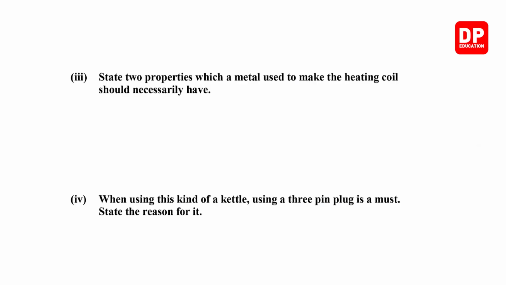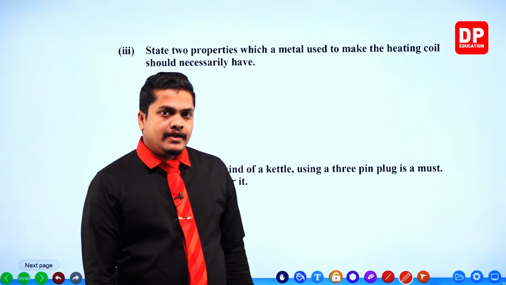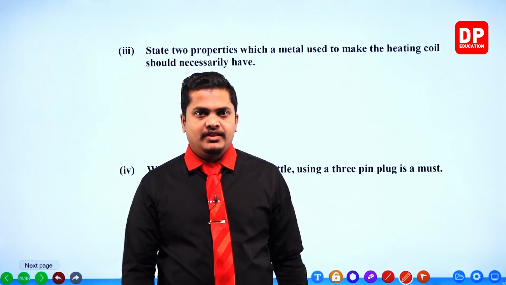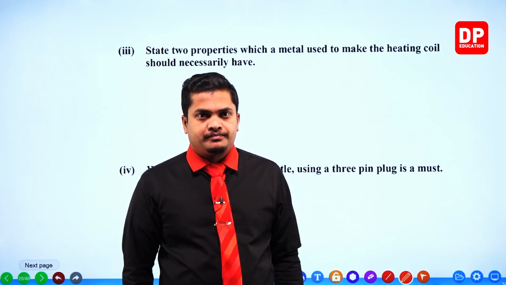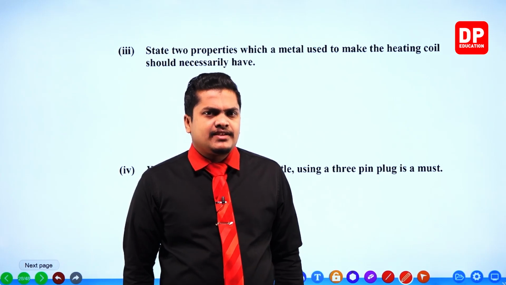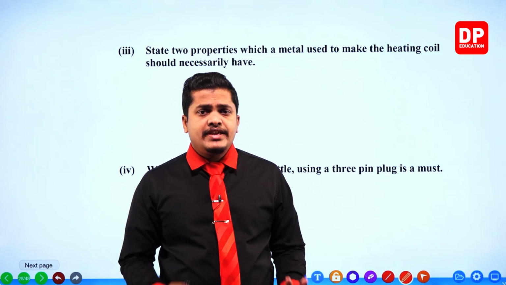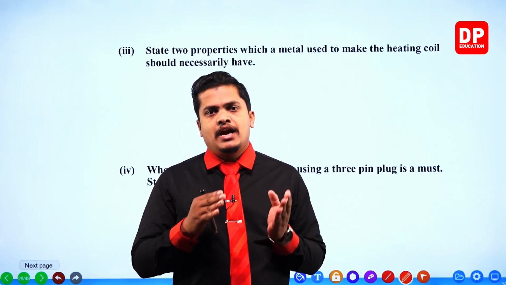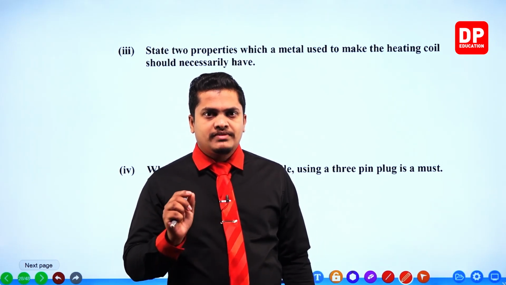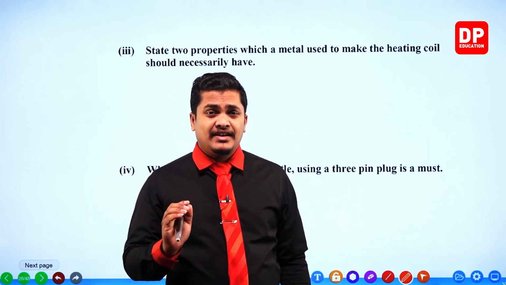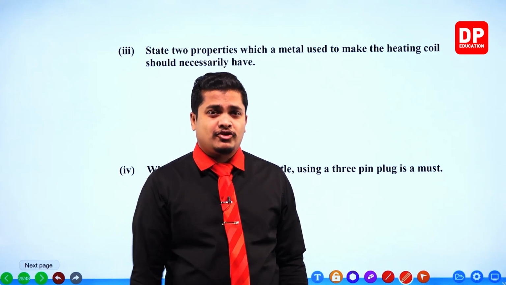Say two properties which a metal used to make the heating coil should necessarily have. So we know that usually these heating equipments like coils are made up of materials like nichrome, right? What is the reason for this? Because, my dear children, nichrome has a very high resistance. Because of having high resistance, these nichrome coils, nichrome plates, these things can be heated up to extreme temperatures.